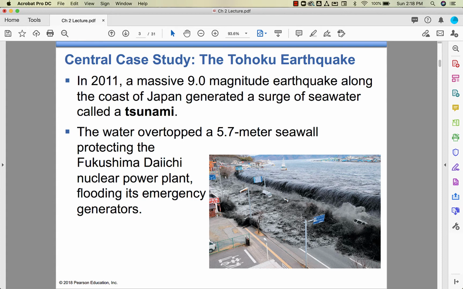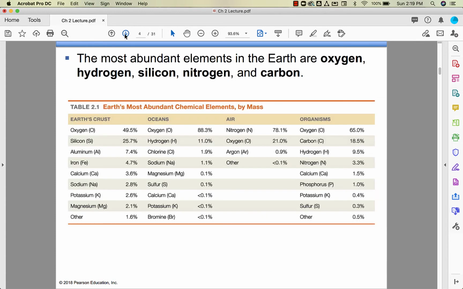It also, when it topped that seawall, shut down the nuclear power plant, Fukushima Daiichi. We talked about that when we were in Chapter 20. It didn't damage the power plant itself. What it did was flood the backup generators. The earthquake caused the power to go out, and then the tsunami took out the backup generators, which caused the meltdown that we looked at in Chapter 20. You guys are going to read a little more about that.